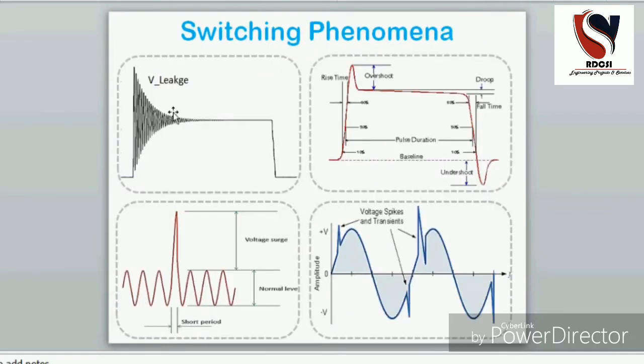Now during the switching of any application, four different phenomena are created by the switch, as shown here. This is the V leakage, or you can say the transient of the voltage or ringing frequency of the voltage. Second is the overshoot. When an inductive or motor load is connected with the switch, the voltage value will go upward, so it may also damage the application or the switch. And this is the voltage spike or transient of the voltage, and this is the example of the surge voltage. So ultimately these four phenomena can damage the application as well as the switch.